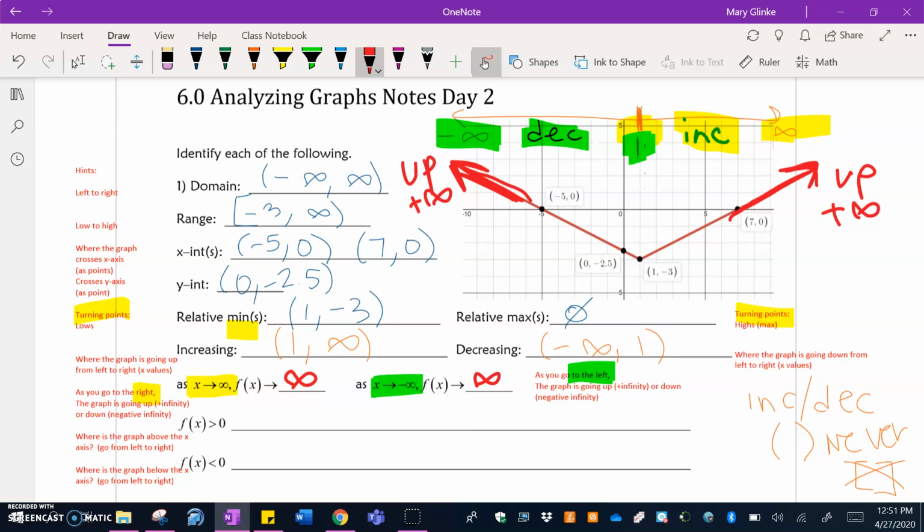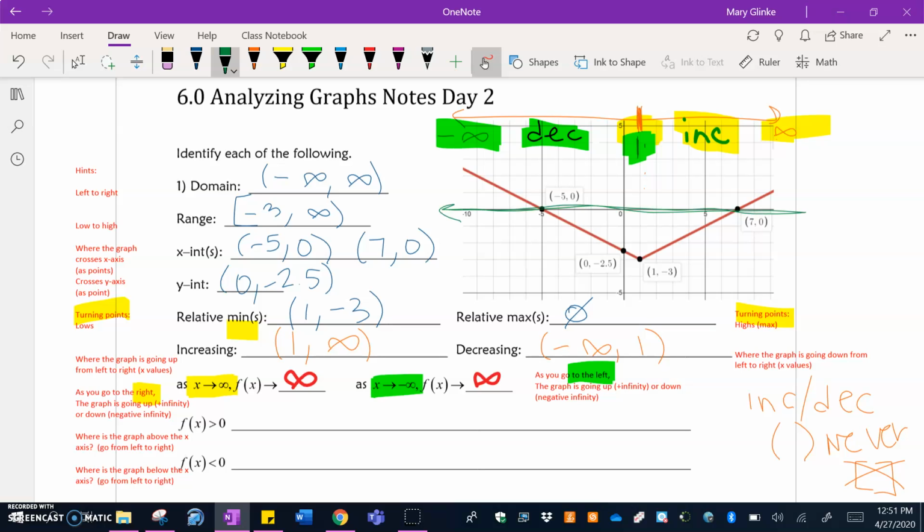So now we're going to do greater than 0 and less than 0. So I'm going to go ahead and erase these so we can again use a fresh graph. I'm going to look at this x-axis. I'm going to draw this x-axis in, and I'm going to ask myself, where is my graph above the x-axis? And I see two different parts. I see this part over here and this part over here.